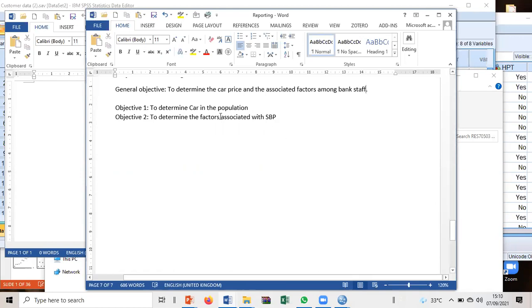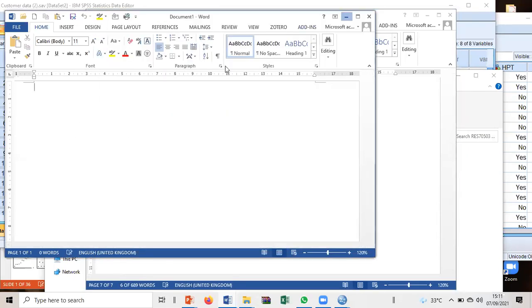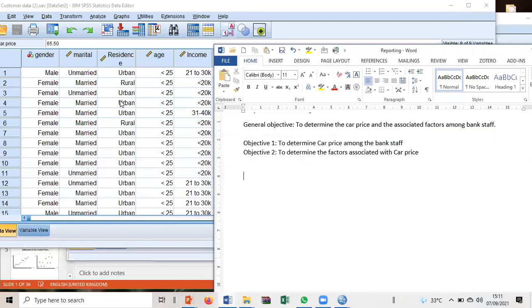All right, so determine the car price in the bank staff. Among the bank staff. So it's among, that means all the car price. Okay, and determine the factors associated with car price. Okay, to answer the first objective, the car price. Okay, car price variable.